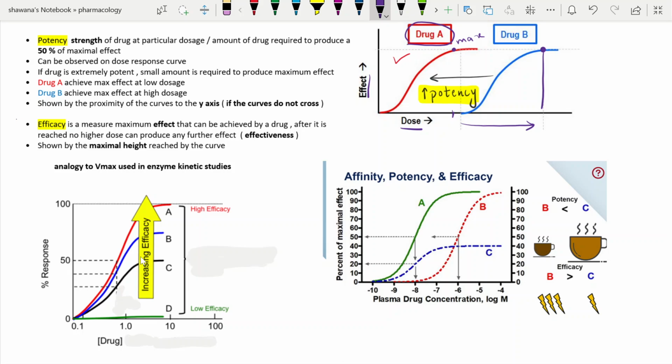What is efficacy? Efficacy is the maximum effect that can be achieved by a drug. After that point, a higher dosage cannot produce any further effect. Efficacy is like the effectiveness of a drug. How is efficacy shown by the dose response curve? It is shown by the height of the curves.